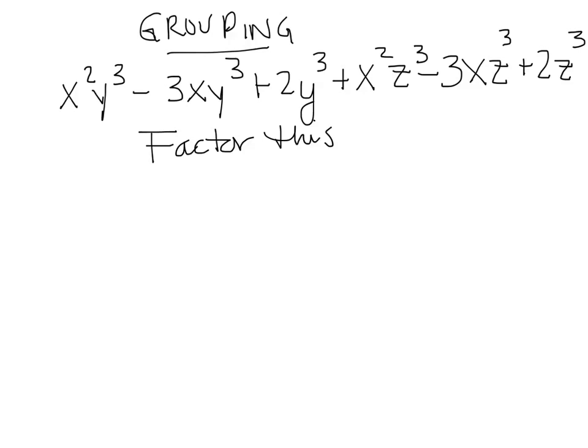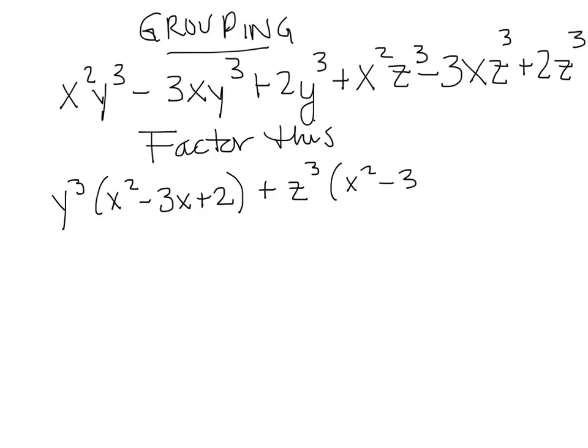I see a 1, -3, 2, 1, -3, 2. What's different about them is the y cubed or the z cubed. So what if I factored out the y cubed first? x squared minus 3x plus 2. And then let me factor out the z cubed from all the remaining terms. x squared minus 3x. Oh, look at that. Those are coming out to be the same. So when that happens, factor out this from this.